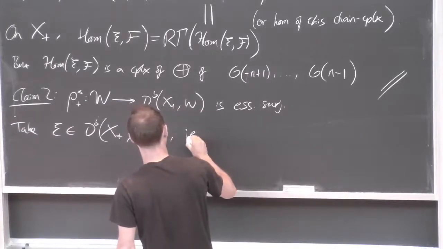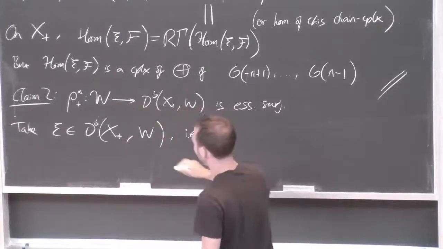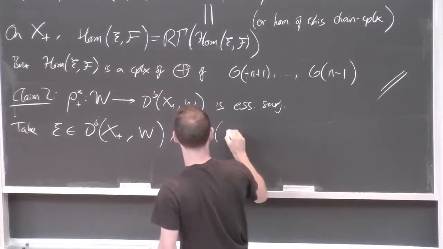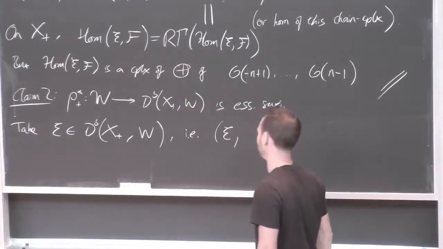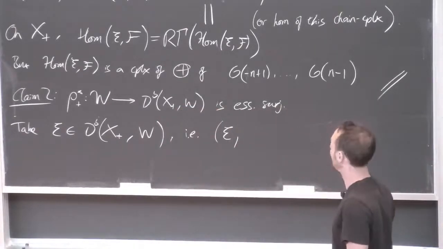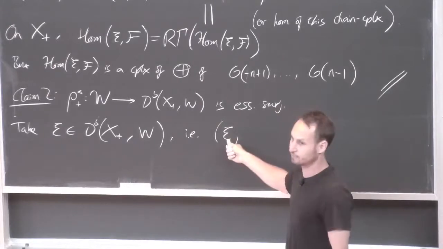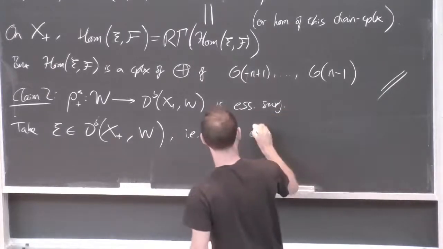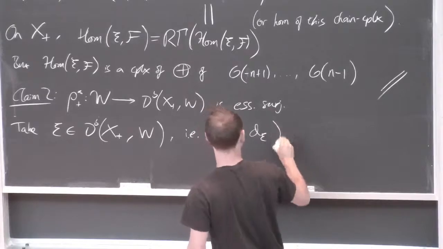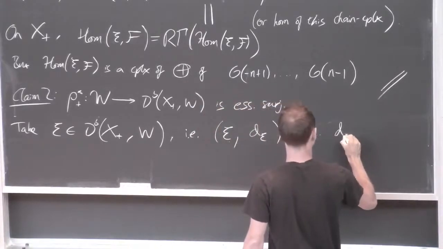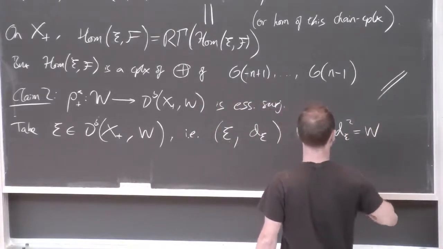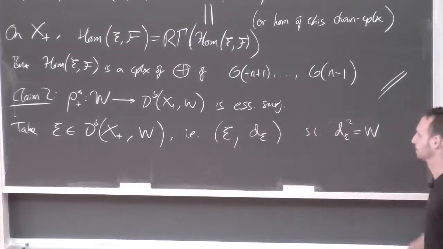So first of all, let me just write this explicitly. What is E? It's two bits of data, right? It's a curved DG sheaf. Sorry, back that up. It's an R-charge equivariant sheaf, and it's a twisted differential with the property that this differential squares to W.